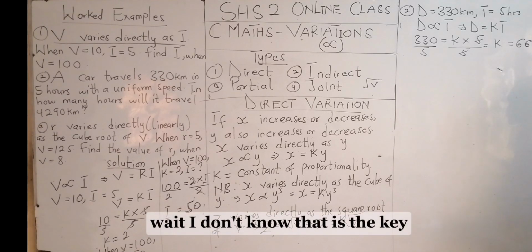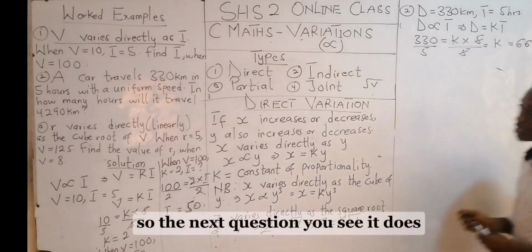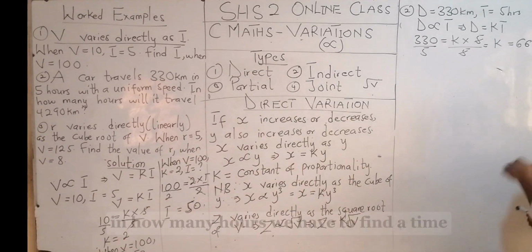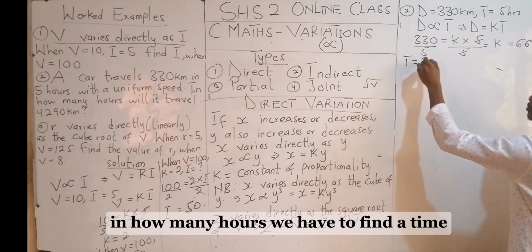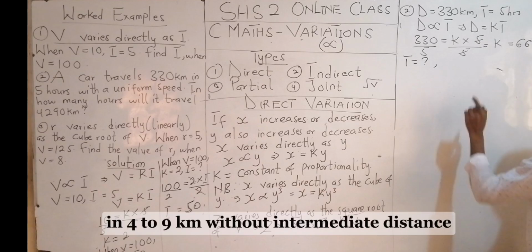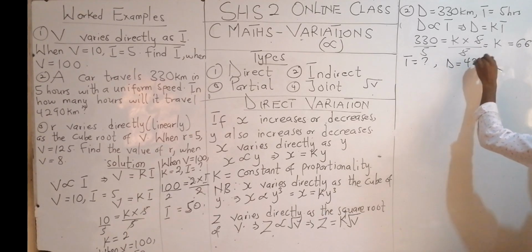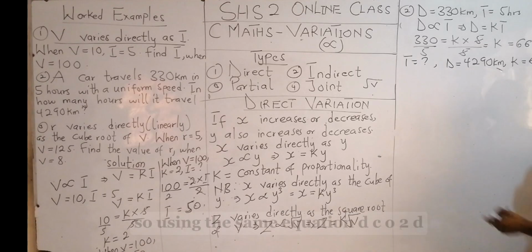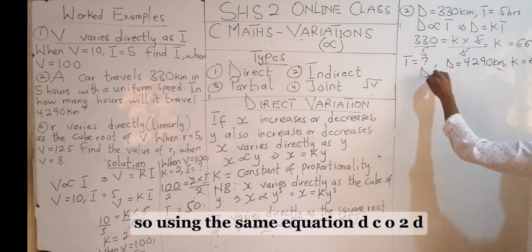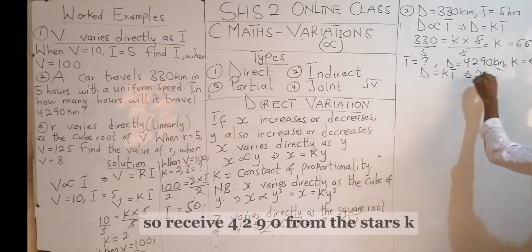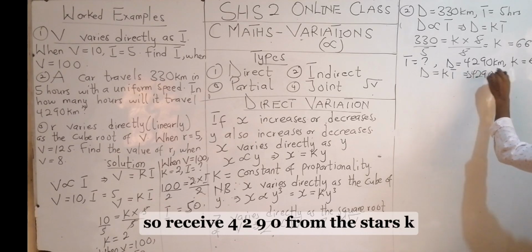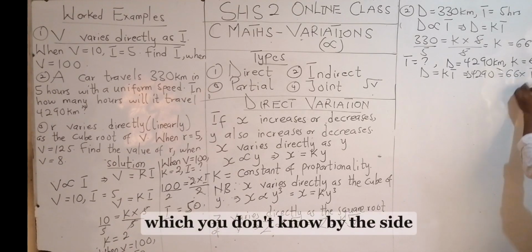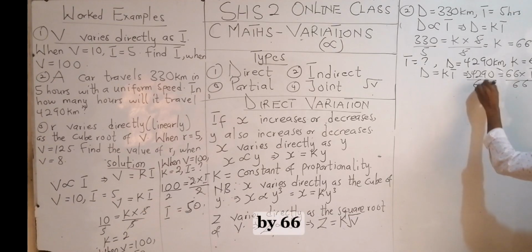But you're not done. That is for K. So the next question says, in how many hours will it travel 4290 kilometers? So we have to find the time, which we don't know. 4290 kilometers happens to be the distance. And K is what? 66. So using the same equation, D is equal to KT, we see 4290 for distance, equals K, which is 66, times T, which you don't know. Divide both sides by 66.